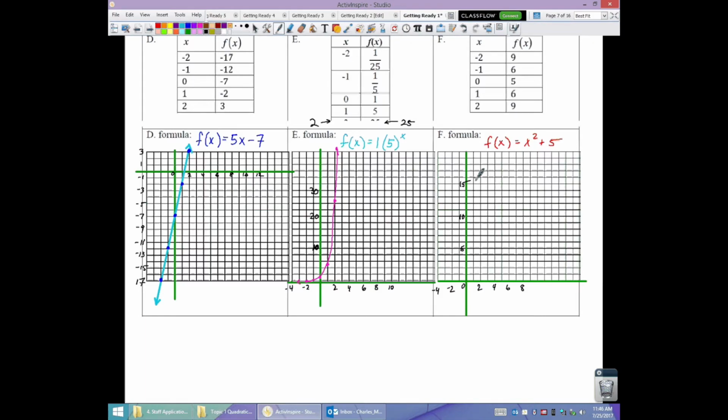And these points should make a curve. It should not be linear. Negative 2 is at 9. Negative 1 is at 6. 0 is at 5. Now notice the symmetry. That could be another characteristic that we added up on the previous page. There will be symmetry in every one of these parabolas that we see.